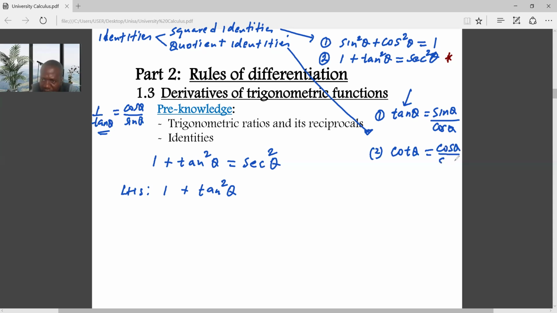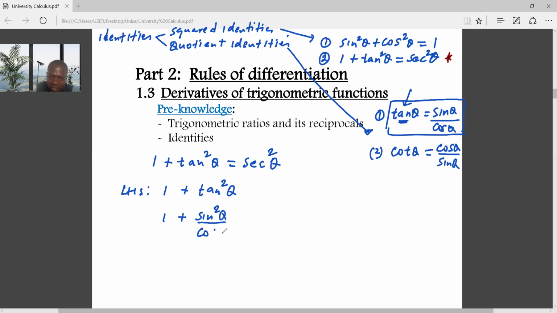The cot is cos over sine, because cot is 1 over tan. So it's very important, guys, to familiarize yourself with the reciprocals. Then now we want to prove this. I'm going to say 1 plus, by the way, we know that tan is sine over cos. If tan is sine over cos, then tan squared theta is sine squared theta over cos squared theta. Then we can now simplify fractions.